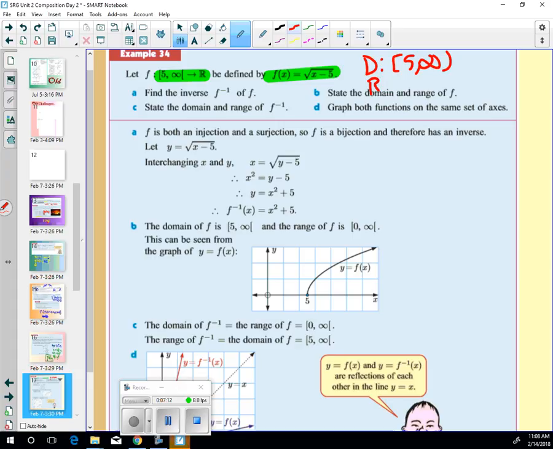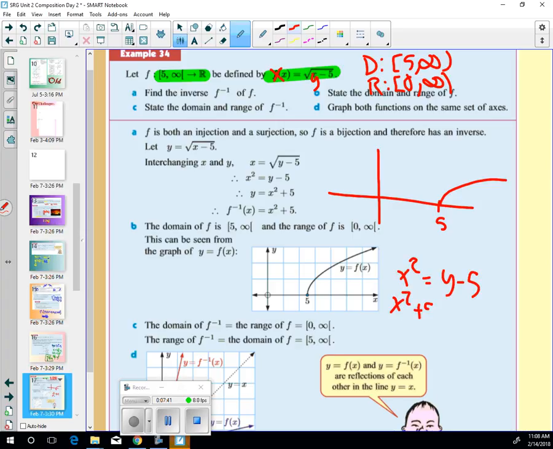And what's the range? Just think of this graph. What's the range going to be? 0 to infinity. You good with that? Okay. Now, when we find the inverse, you're going to switch x and y around and then solve for y. So in doing that, you're going to get x squared equal to y minus 5. And so y equals x squared plus 5.